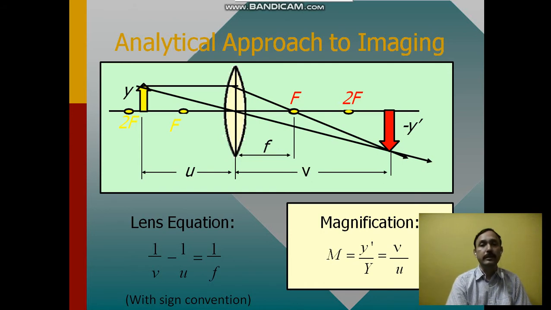Analytical approach to imaging. Now, this one is u and this one is v. u is the object distance, v is the image distance. So the lens equation is 1 by v minus 1 by u is equal to 1 by f, considering the sign convention. And magnification is m is equal to y dash by y, where y dash is the image height and y is the object height. This is equal to v by u, where v is the image distance and u is the object distance. So this is the magnification: m is equal to y dash by y is equal to v by u.